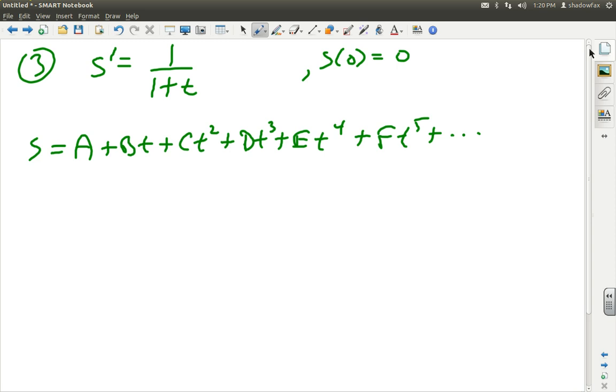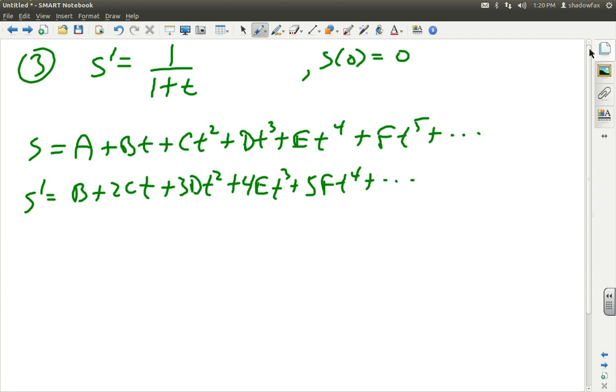So let's see. We want S prime to equal 1/(1 plus t). Well, let's get an expression for S prime then. B plus 2Ct plus 3Dt squared plus 4Et cubed plus 5Ft to the 4th plus. But now we have to make that expression equal to an expression for 1/(1 plus t). Isn't there a power series for this? Doesn't this look geometric? Where a, the first term, is 1, and r, the common ratio, is -t. So 1/(1 plus t) can be written as this Maclaurin expansion: 1 times -t times -t times -t times -t.